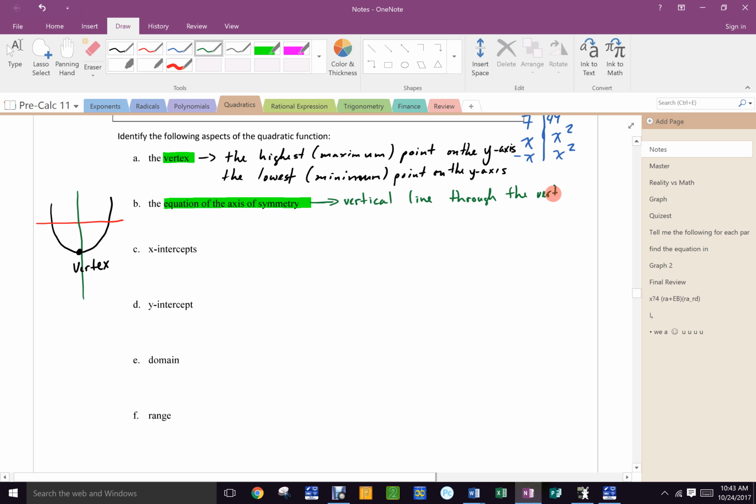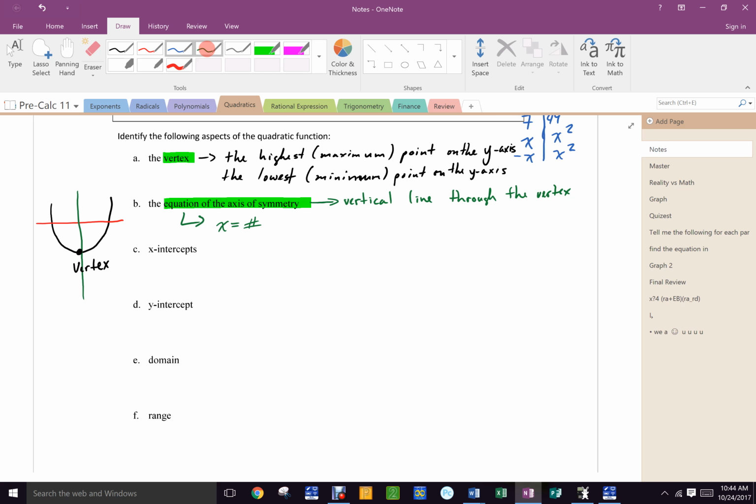Well done, Max. Through the vertex. Now, what's the equation of that line? If it's vertical, is it x equals or y equals? Think back to grade 9 again. It's a vertical line, but it goes through the x-axis, doesn't it? So the equation is x equals something. Right? X equals a number, because vertical lines are x's.